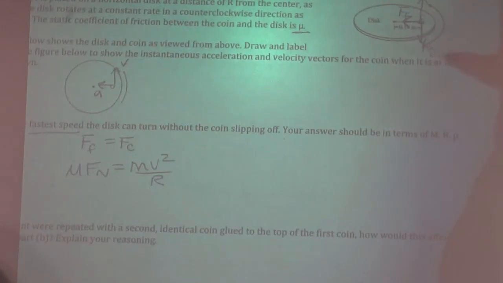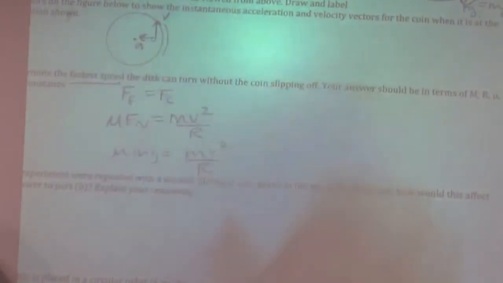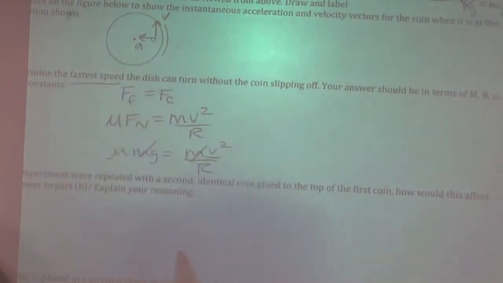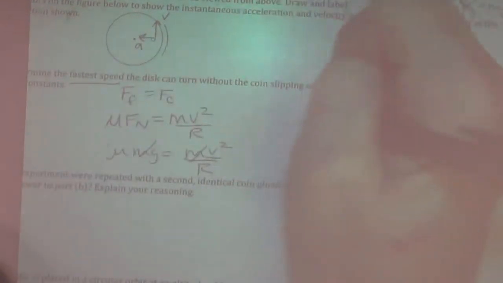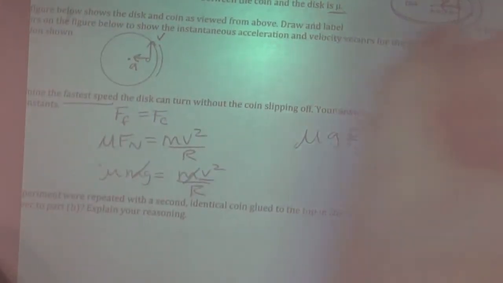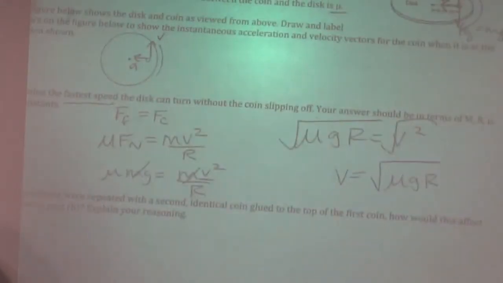In this case, my normal force is just equal to the force of gravity, which is mg. So I've got mu mg equals mv squared over r. If I have a mass on both sides, those cancel out. I'm looking for velocity, the speed, so I'll multiply r up. So I've got mu g r equals v squared. Last step is to square root, and you get that the velocity is the square root of mu g r.